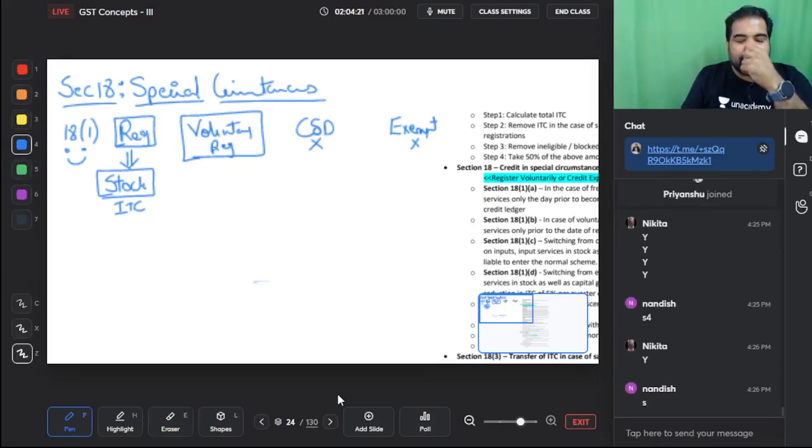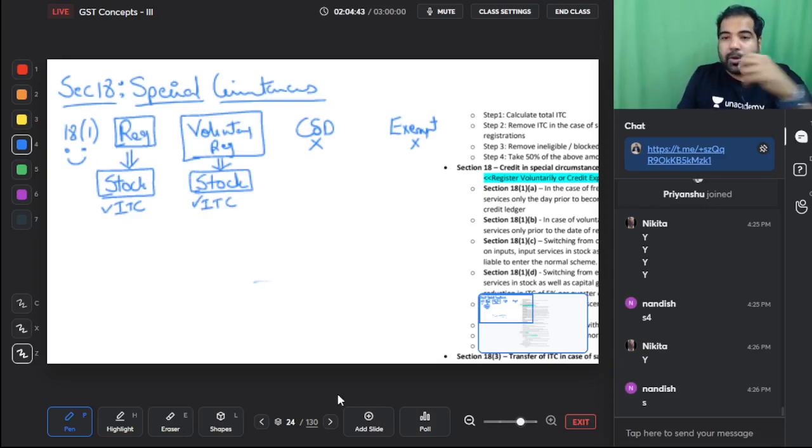But what about capital goods? What if I bought a truck? Sorry, not on capital goods, only on the stock. Will you get ITC? Yes. If you're not supposed to register but you still voluntarily register, the government says no problem. If you voluntarily register also, whatever is your stock, I will give you ITC on your stock. Yes, but only on your stock, not on capital goods.